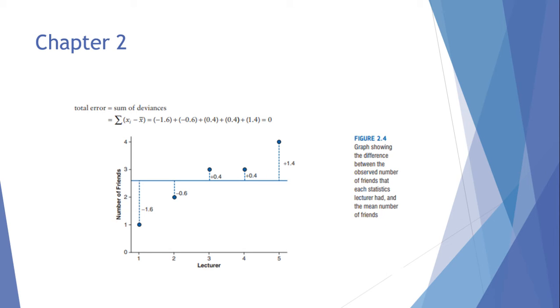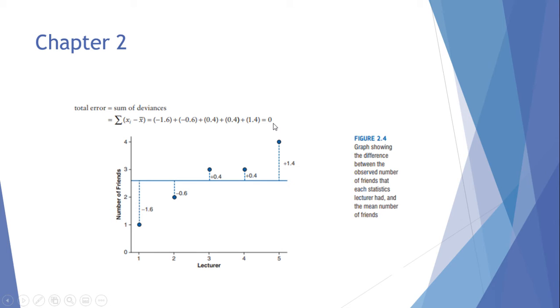And if you want to know what the total error is, you can see this equation up here, that the total error for this sample of 5 lecturers is if you take and add up all of these individual deviances, you add them all up, that's what this is indicating here. And so since some of them are negative and some of them are positive, and they're all sort of surrounding the mean, they end up canceling each other out and you get 0.